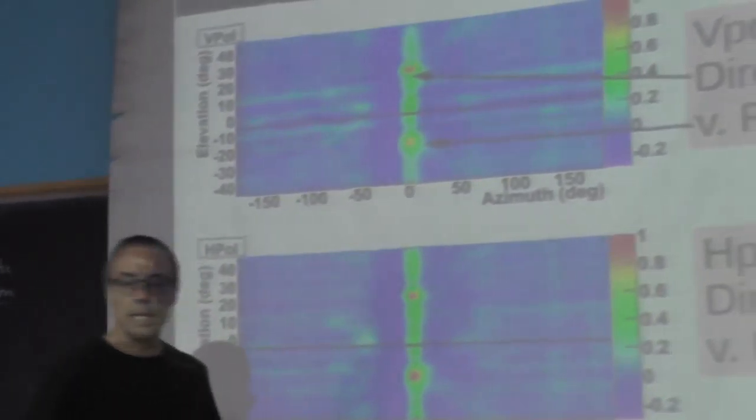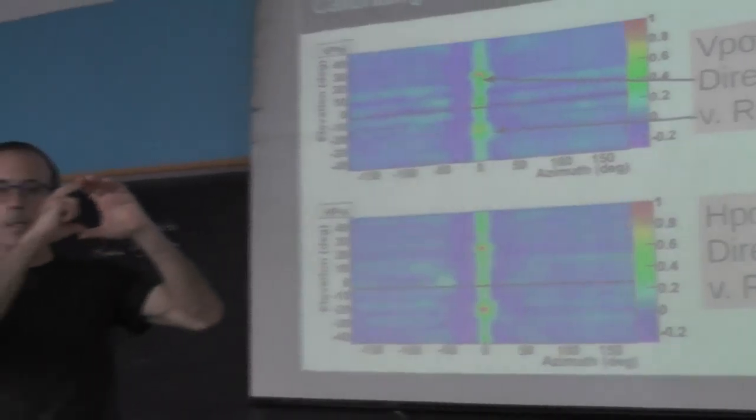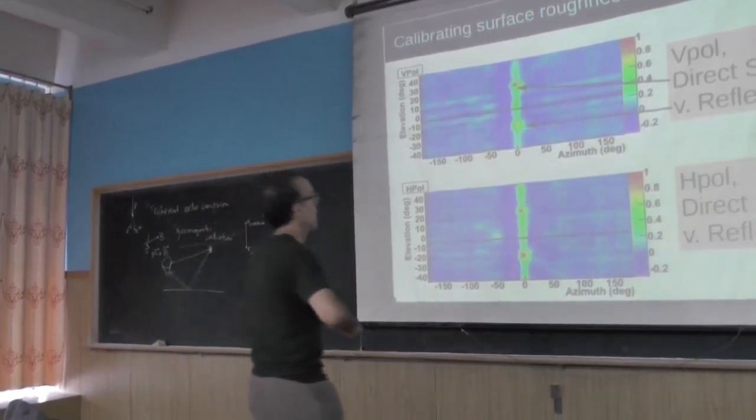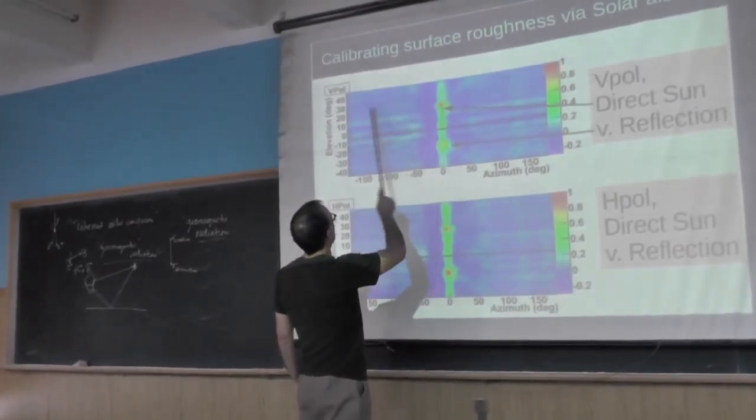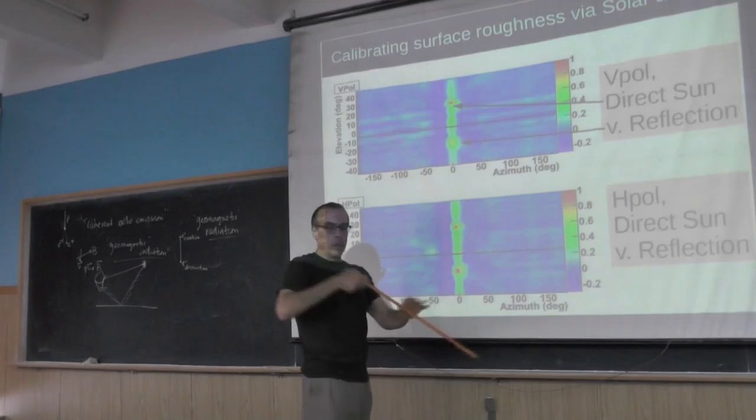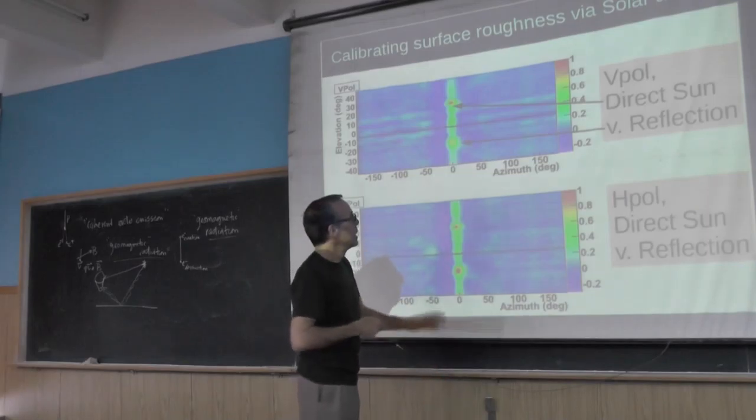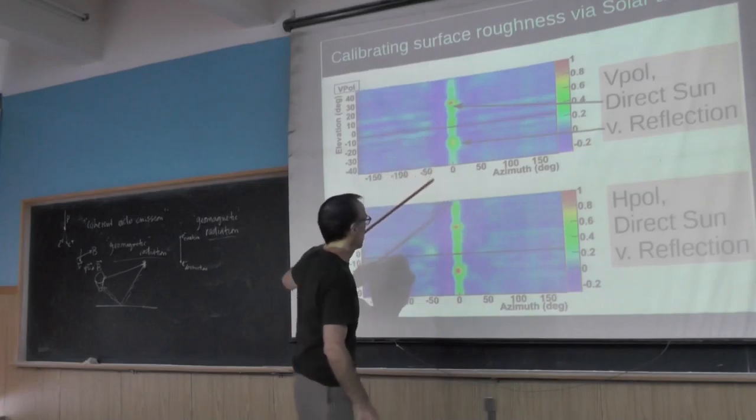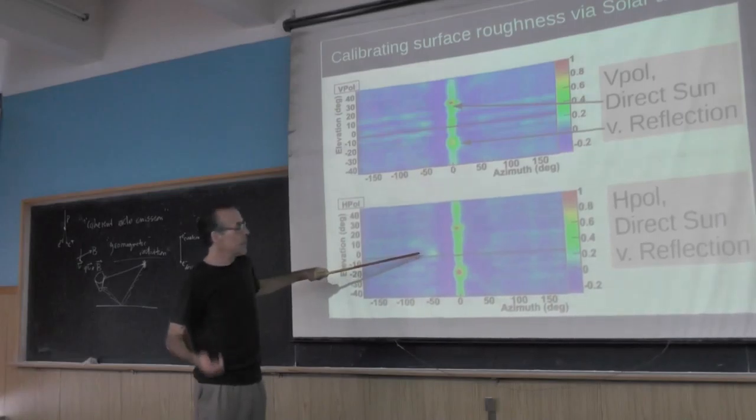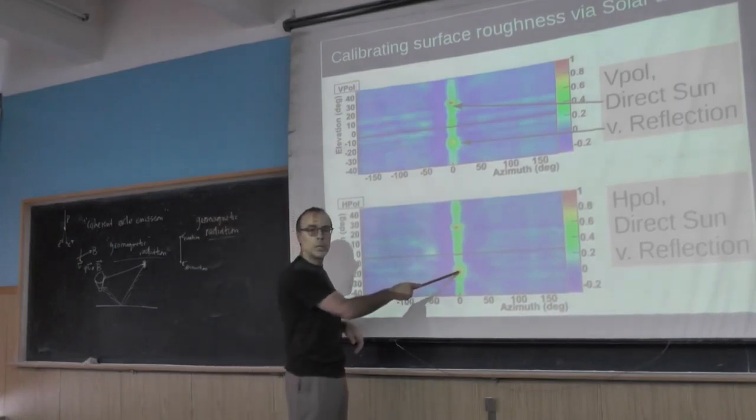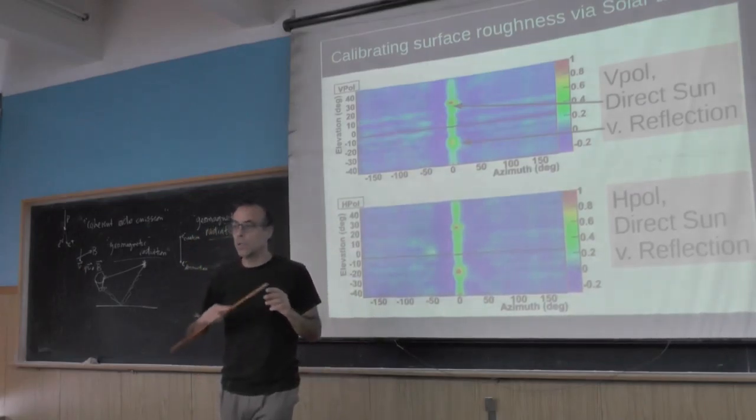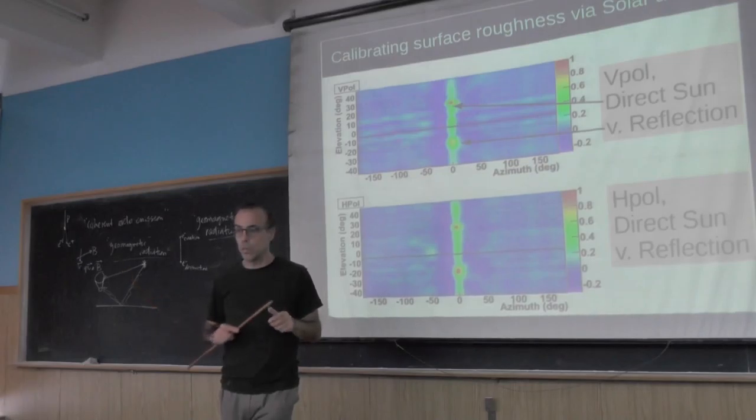What I've done here is I've basically shown you the radio frequency image of the sun. And you see two images. This is the direct image of the sun. It's sitting about 20 degrees above the horizon. And this is the reflected image looking down into the snow. This is in vertical polarization. This is in horizontal polarization. If you're familiar with optics, you know that the horizontal polarization will be larger because of the fact that the so-called Fresnel coefficients for horizontally polarized signal are larger than for vertically polarized.